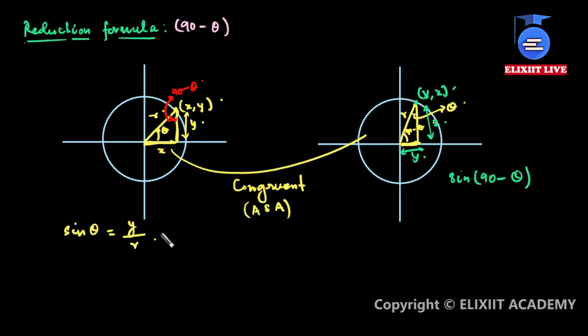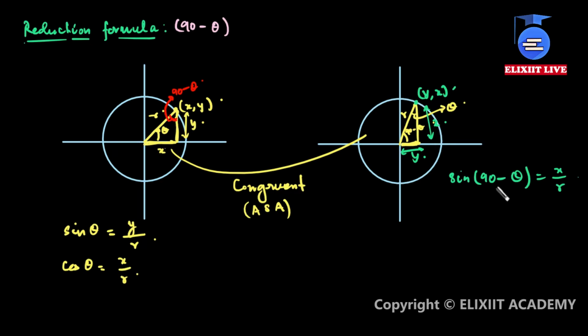Initially sine theta was actually y by r, correct? But in this case you have sine 90 minus theta, and this is actually x by r now. Over here this is actually x by r. But we also know from the first diagram itself that cos theta is what? What is cos theta from here? Cos theta will be x by r, isn't it? From this particular first diagram, we know that cos theta is actually x by r.